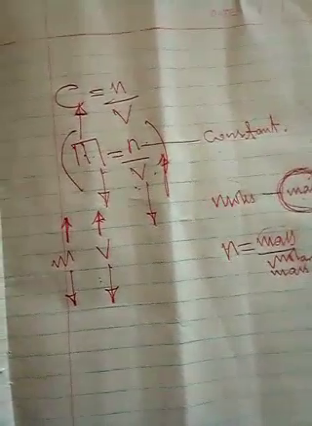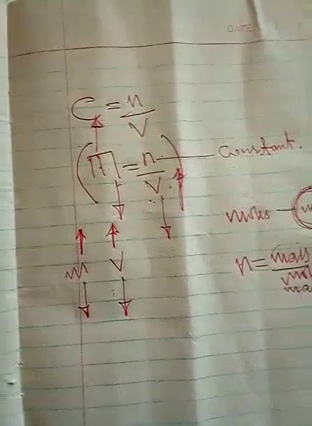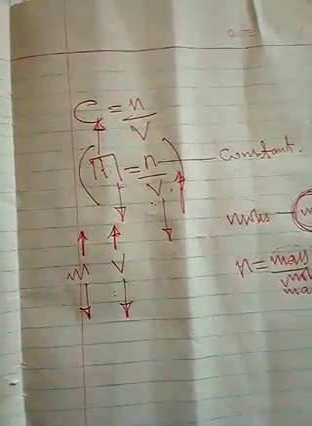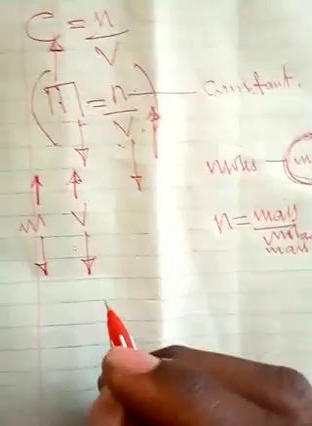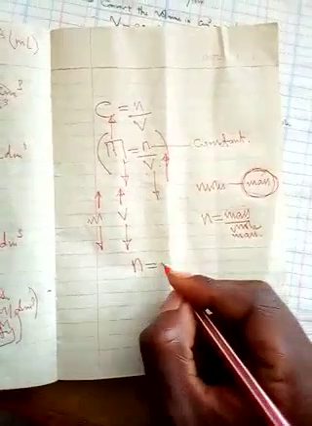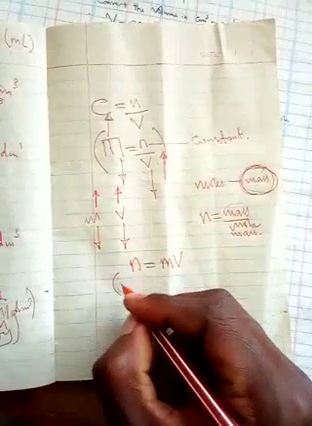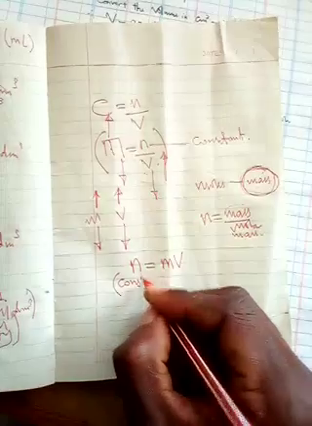So it's because of this reason that we can even make the number of moles the subject of the formula. When we do that, what we're going to have is N is equal to MV. And remember, your N here, your number of moles, is a constant.